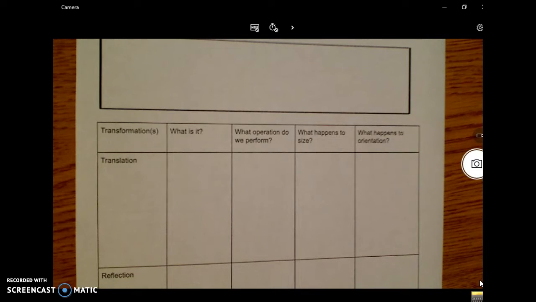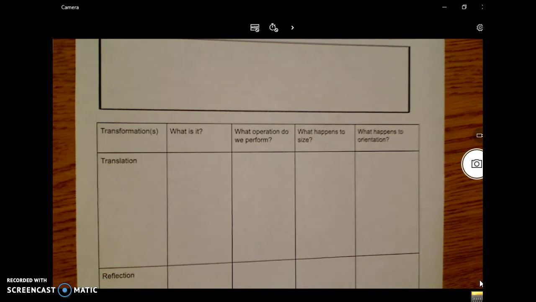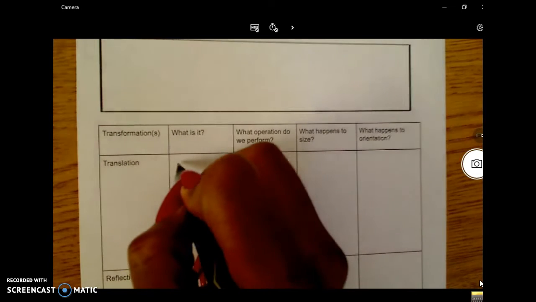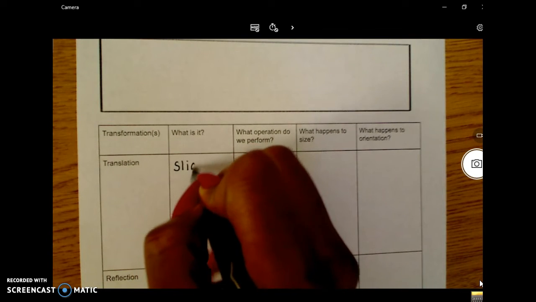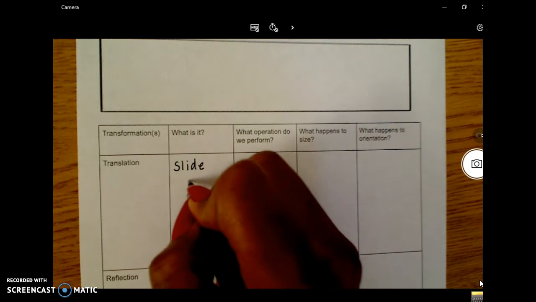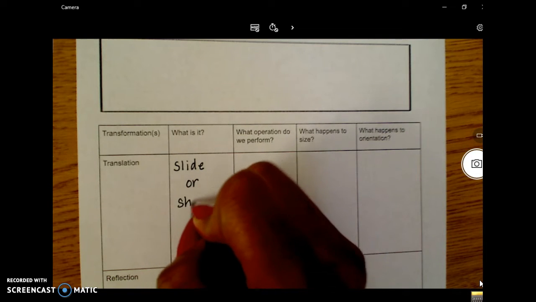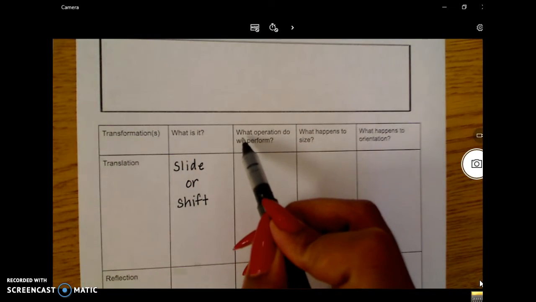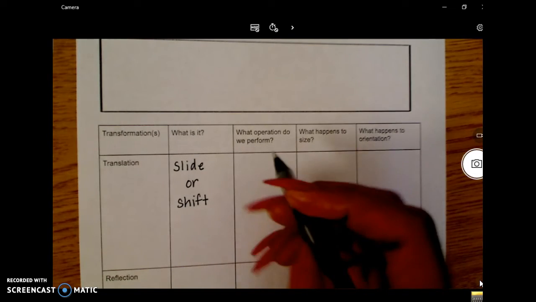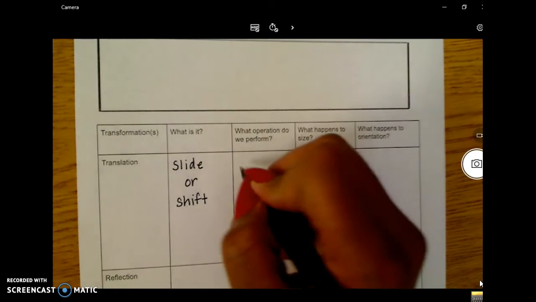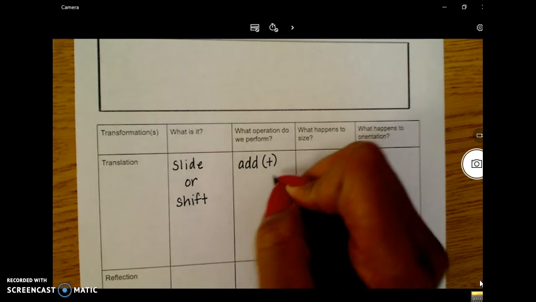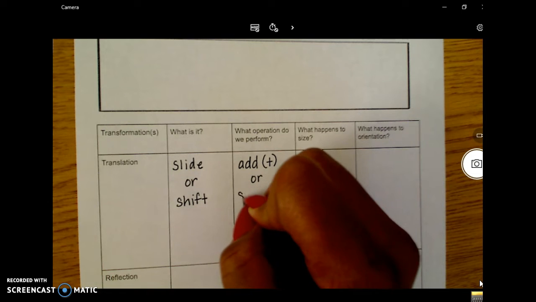So now I would like you to go to your graphic organizer, and we're going to take some notes about translations. A translation, what is it? It is a slide or shift. In the next column, it says, what operation do we perform? When you're performing a translation, it is addition, or you're going to subtract.